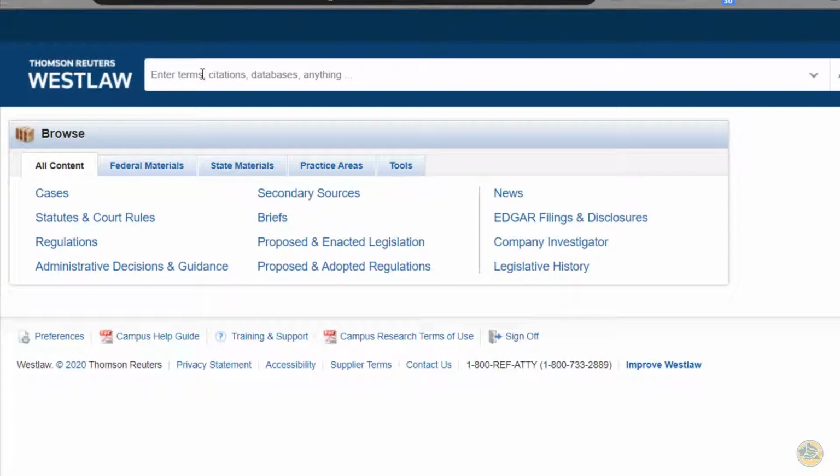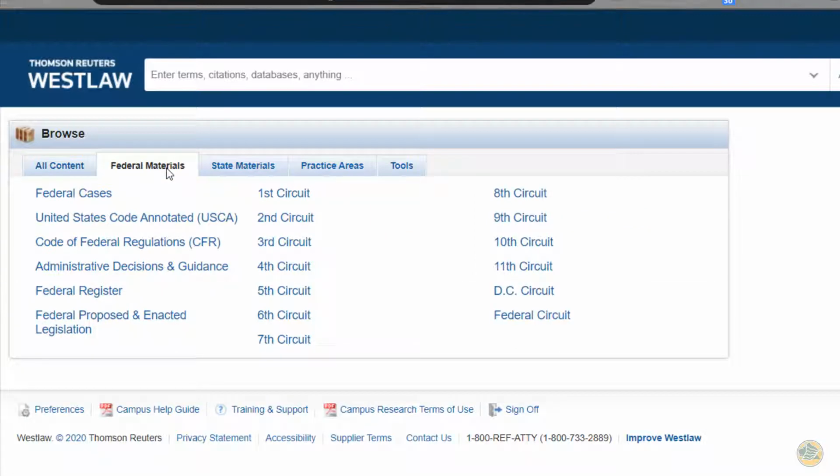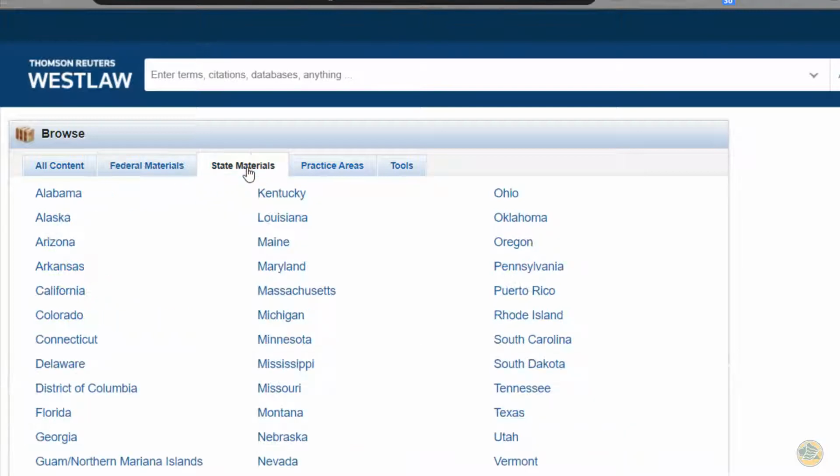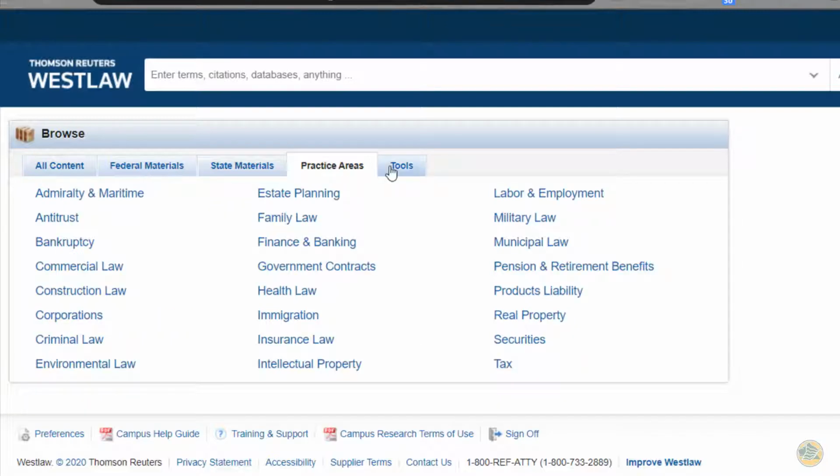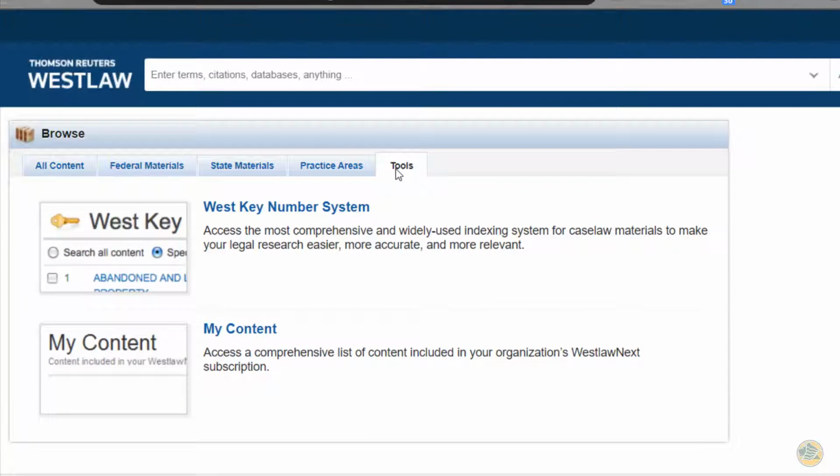After logging in, you have several choices in how to do your research. You can enter your subject or search terms in the box up here. You can look at cases, statutes, regulations, secondary sources, briefs, and legislation and regulations are over here. You can also narrow it down by federal materials, state materials, practice areas, and then Westlaw has some tools to help you out.